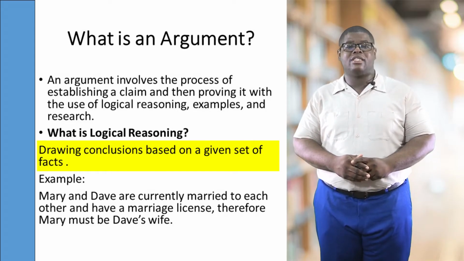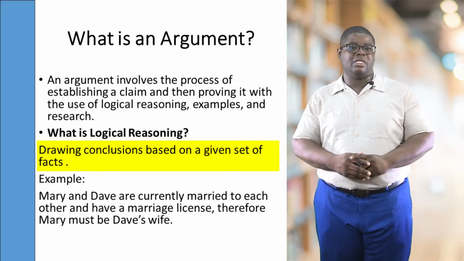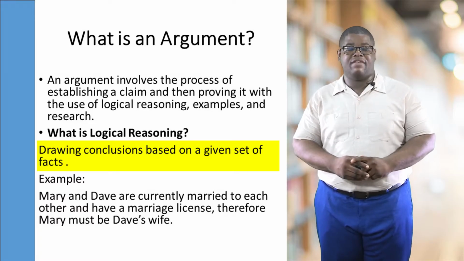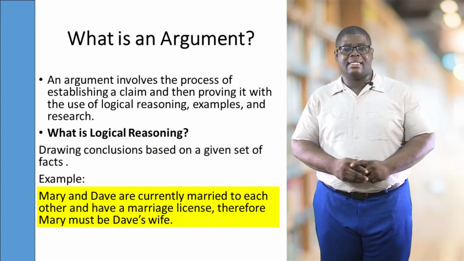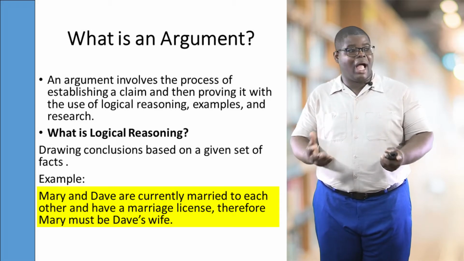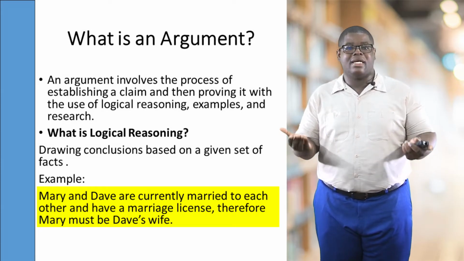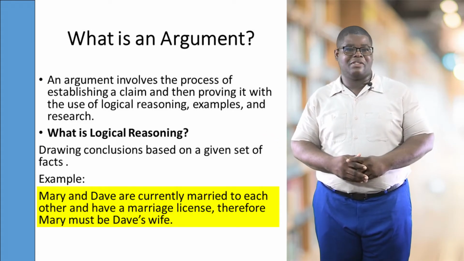Now, what is logical reasoning? Drawing conclusions based on a given set of facts. So that is what logical reasoning is about. For example, Mary and Dave are currently married to each other and have a marriage license. Therefore, Mary must be Dave's wife. It's logical because if they have a marriage license, Mary must be Dave's wife.